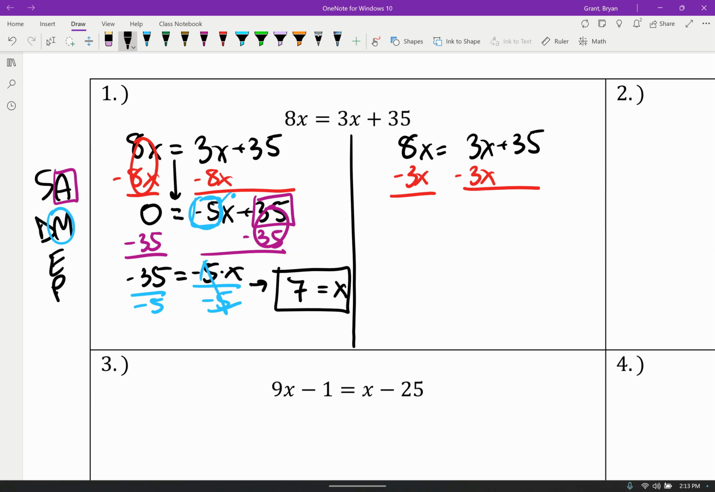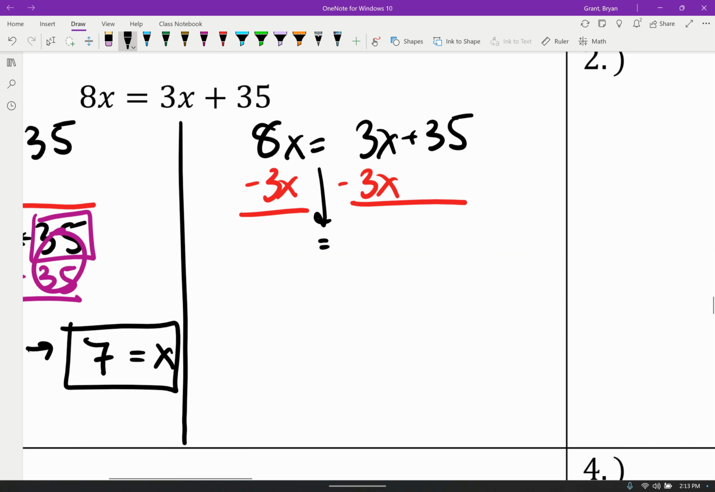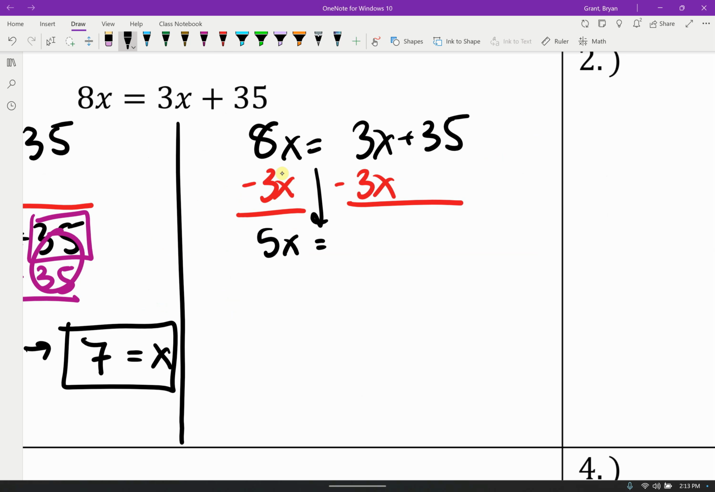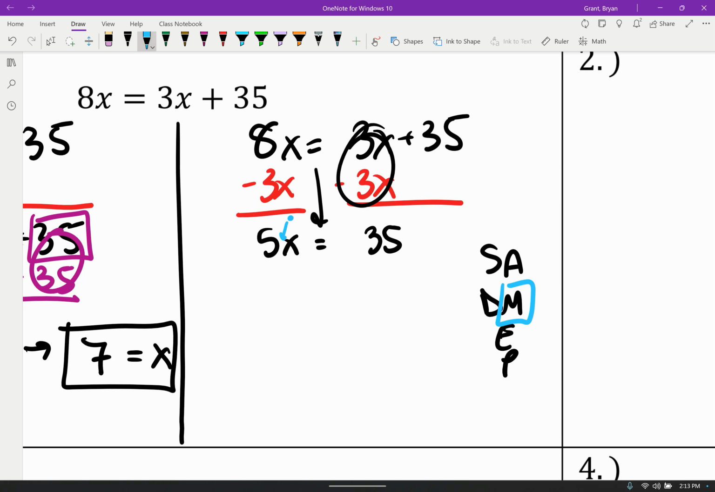First thing I do is bring down that equal sign. 8 minus 3 is 5. Don't forget your x's. 3x minus 3x cancels, and bring down your positive 35. We don't need to write the plus anymore, though. There's no number. And now, look at this. There's only one number left that's attached to x here. So we have that 5 that's right next to x, so it's still multiplication. We undo our multiplication with division.